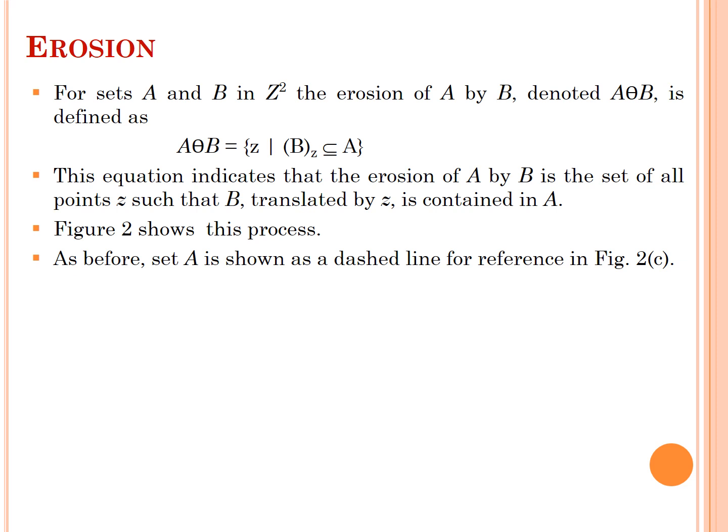Now we will see the erosion operation. For sets A and B in Z square, the erosion of A by B is equal to the set of Z such that B Z is a subset of A. This equation indicates that the erosion of A by B is the set of all points Z such that B translated by Z is contained in A. Figure 2 on the next slide shows this process. As before, set A is shown as a dashed line for reference in figure 2C.